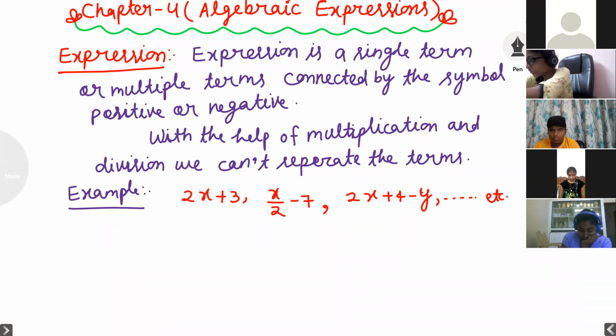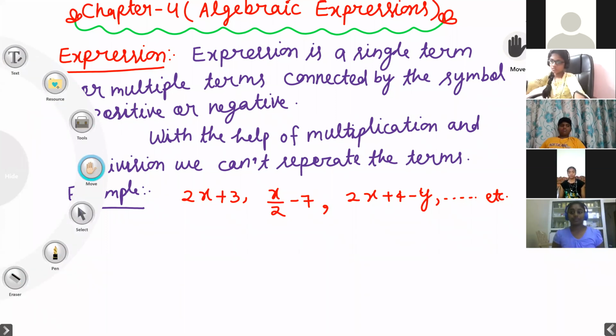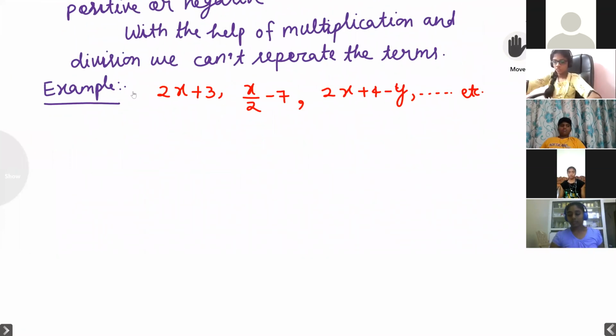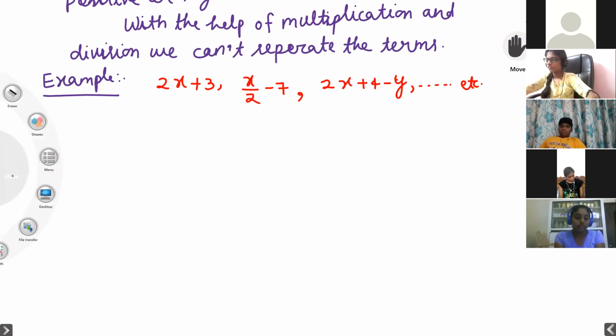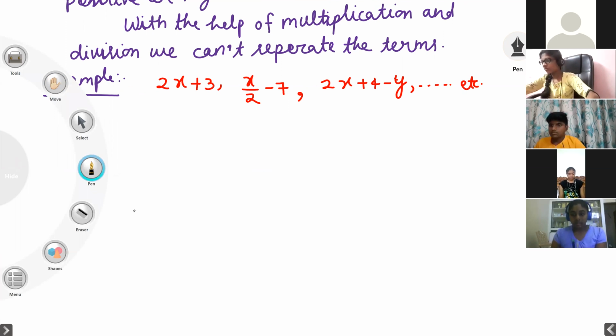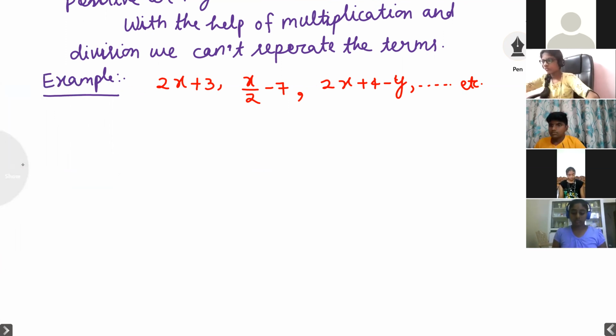Now some students have one doubt. Sir, you have given one point here: with the help of multiplication and division, we can't separate the terms. What is the meaning of this? Everyone stop writing, concentrate here. Just now I have given one para here. What is the meaning of this?